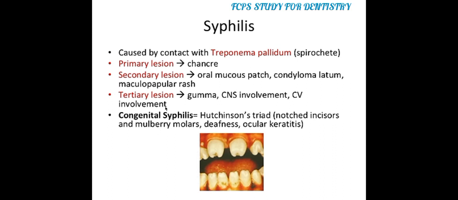Now, congenital syphilis, I listed it like a syndrome. It's not technically a syndrome, but with congenital syphilis you see Hutchinson's triad, which includes notched incisors, which I pictured here, and mulberry molars. Those two things affect the teeth. Then deafness affecting the ears, and ocular keratitis affecting the eyes. So the triad refers to teeth, eyes, and ears being affected in a baby born to a mother with syphilis, and that's pretty rare but can occur.